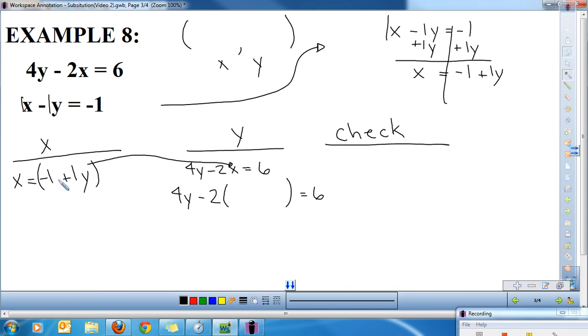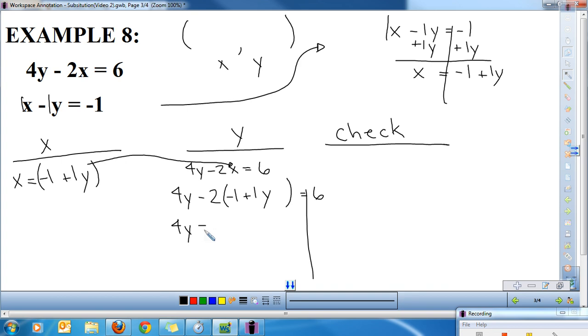So let's substitute it in. For x, I'm going to put this whole thing, negative 1 plus 1y. Oh, an easy way to check that you did this right is that there should be no more x's here. The x has been replaced. This whole thing has replaced the x. Now we need to simplify.